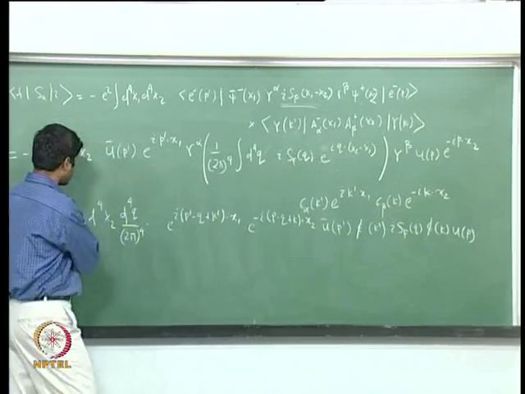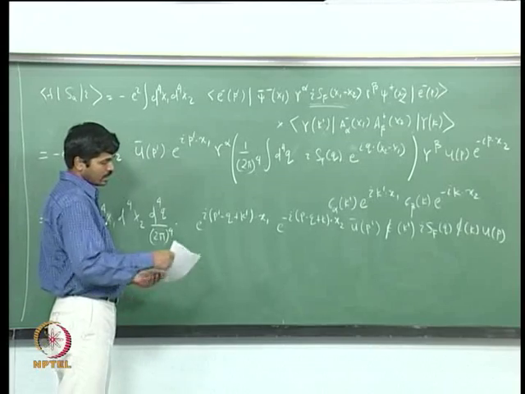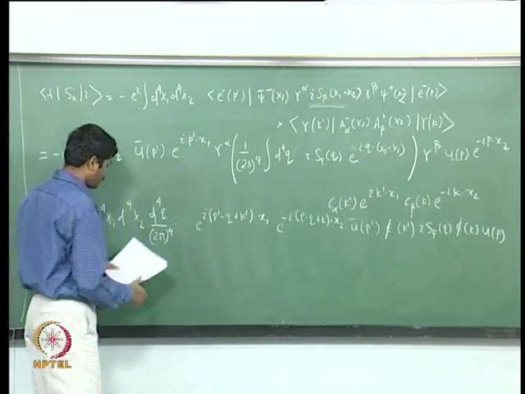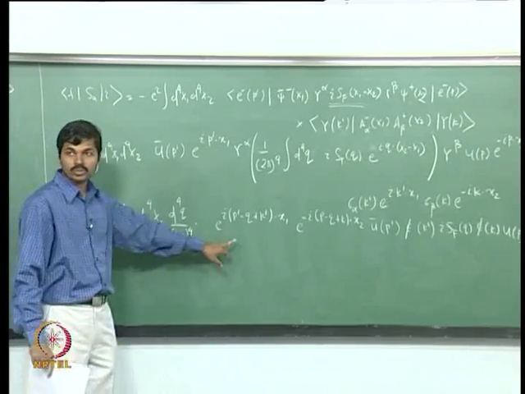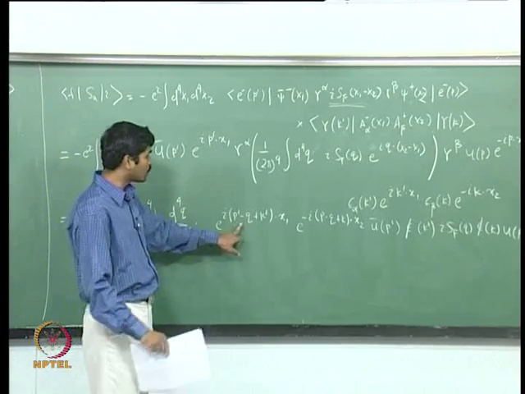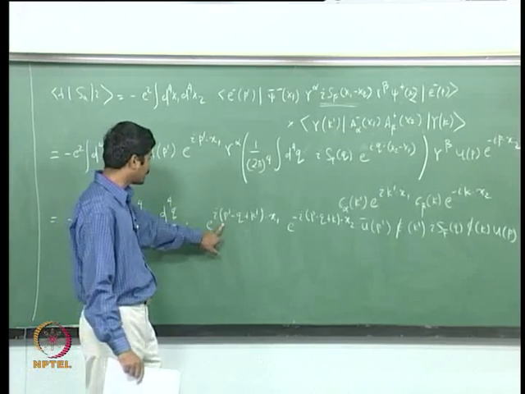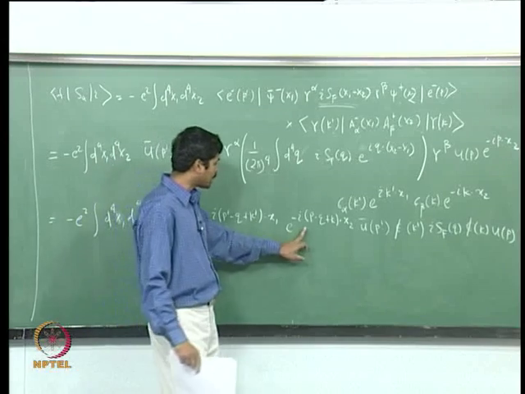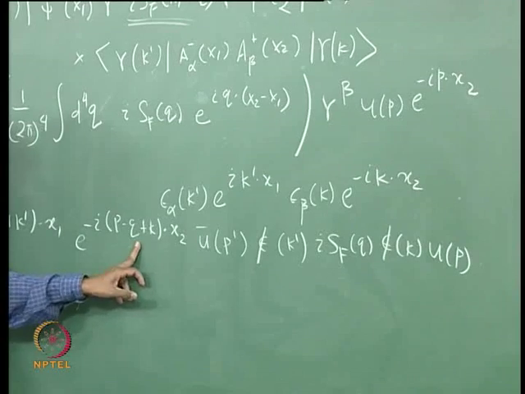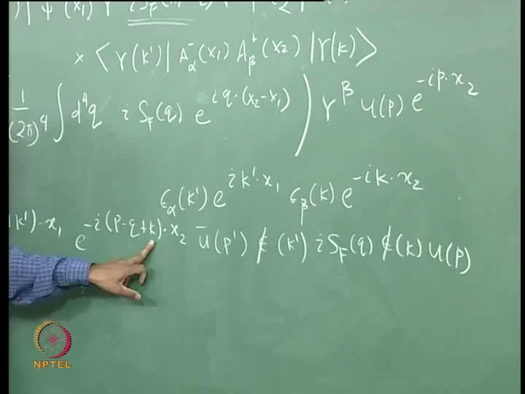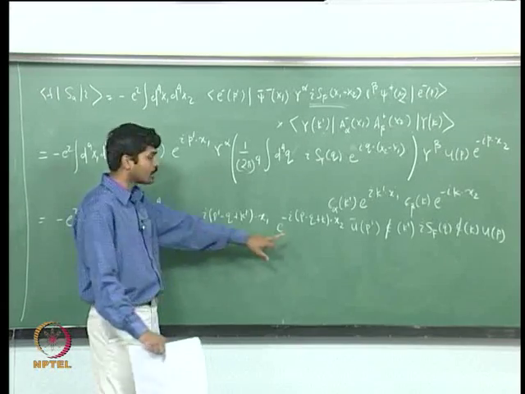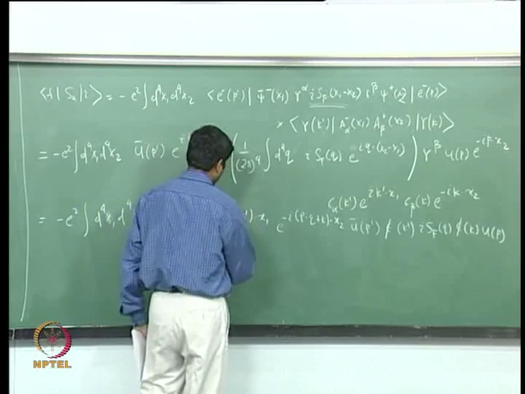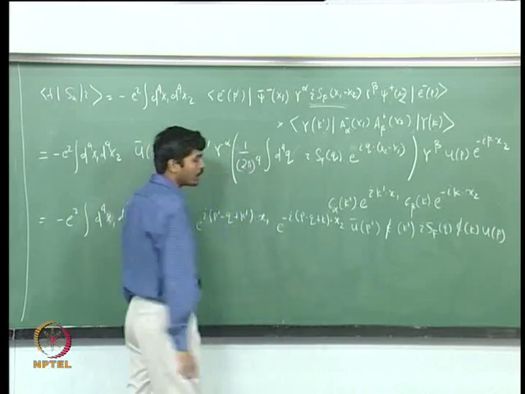Now I can carry out the x1 and x2 integration, and also the q integration. First, let us carry out the x1 and x2 integration. That will give me two delta functions. Here I get delta of p prime minus q plus k prime. Here I will get delta of p minus q plus k, and when I integrate over q, I will get delta of p prime plus k prime minus p plus k.